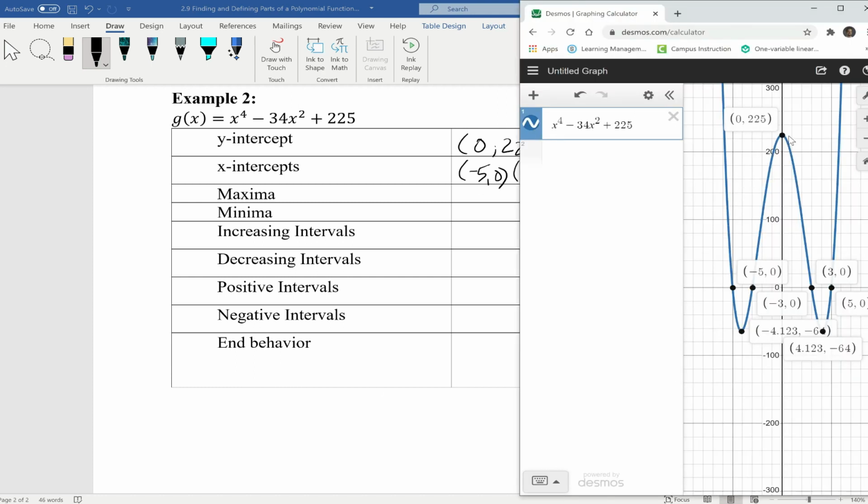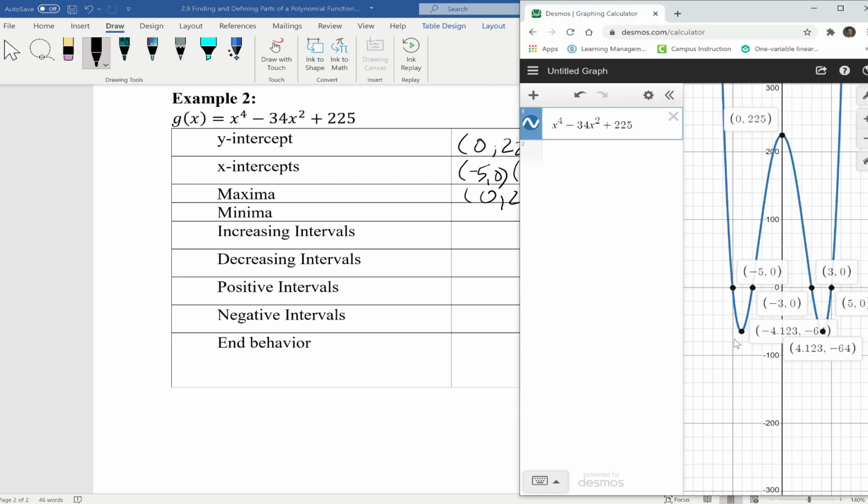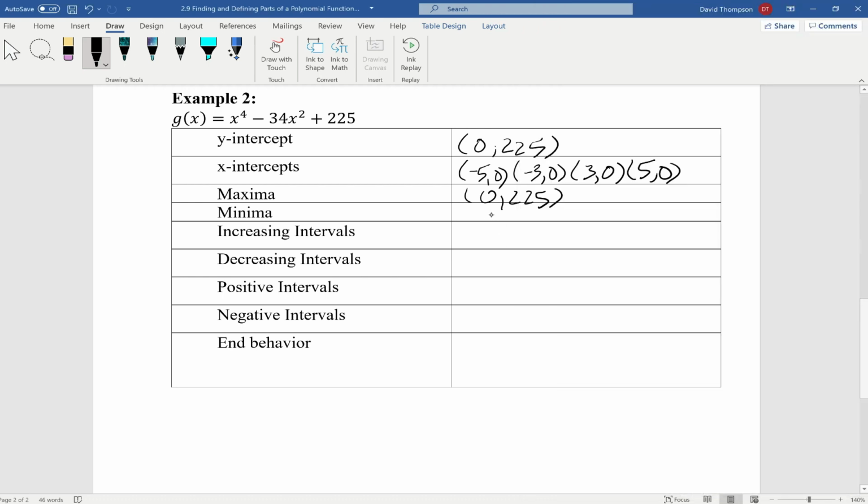We have a max at 0, 225, the same as the y-intercept. We have mins at negative 4.123, negative 64, and positive 4.123, negative 64.